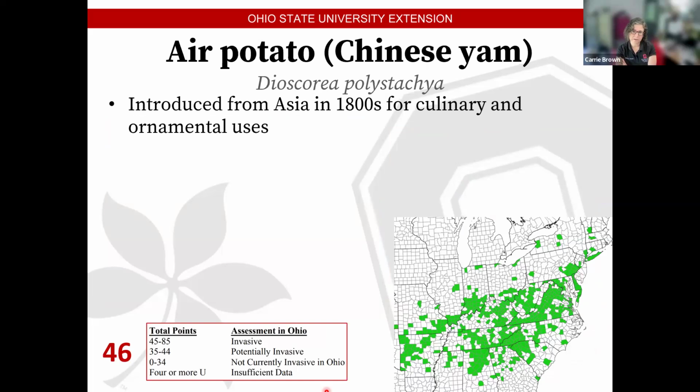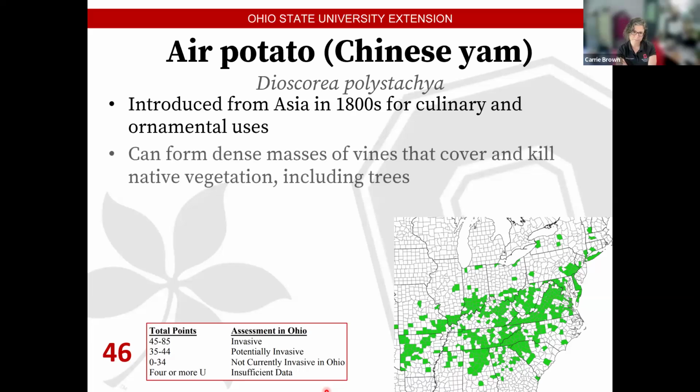Next up is air potato. So honestly, this is not one that I am too familiar with, but it is something that's being found more and more in Appalachian regions and in southern Ohio. This was introduced in Asia in the 1800s for culinary and ornamental purposes.